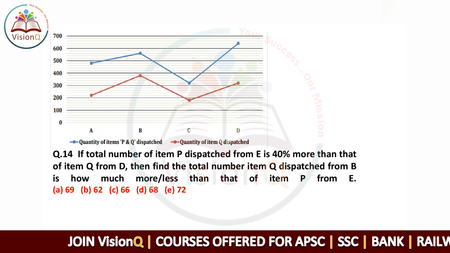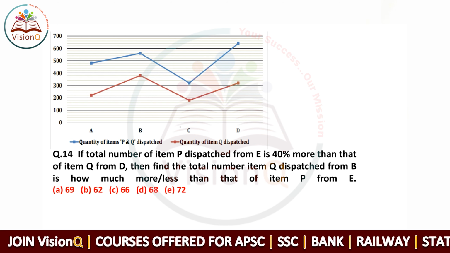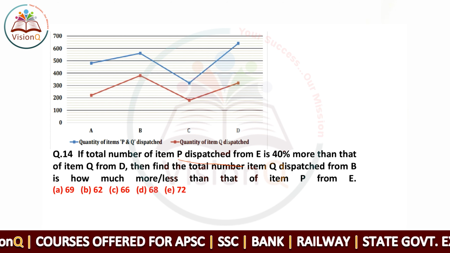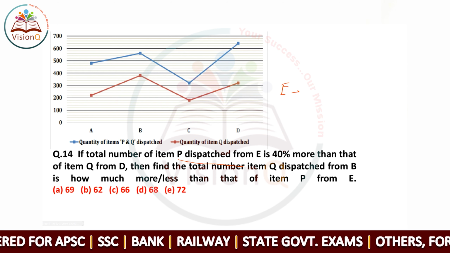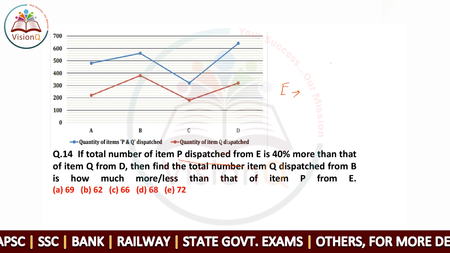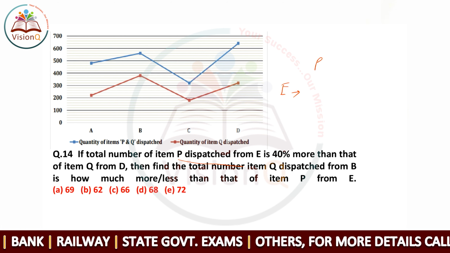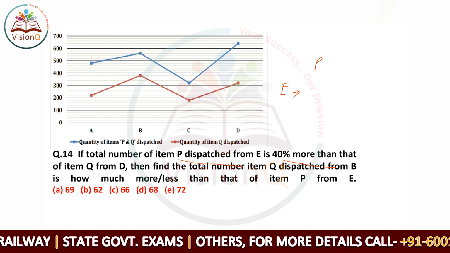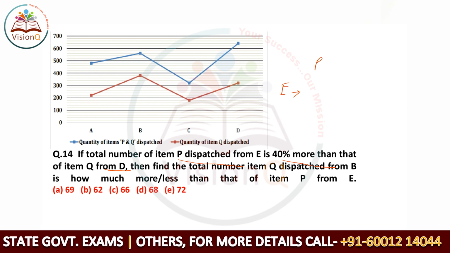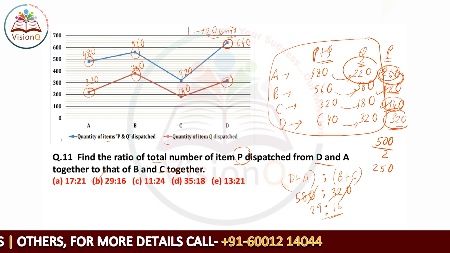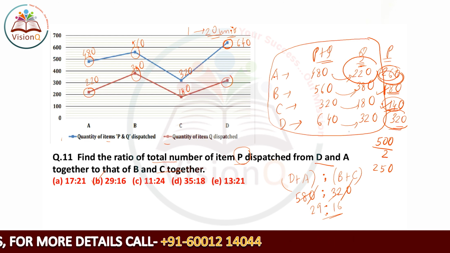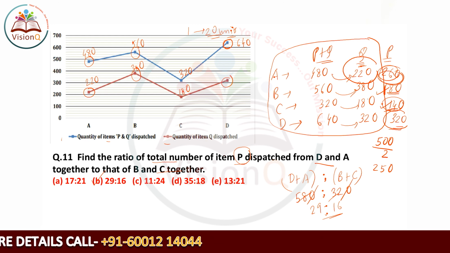Then next is question number 14. Total number of item P dispatched from E. Again, one extra information about warehouse E, not given in the DI. So total number of item P dispatched from E depends upon what? 40% more than that of item Q from D. Item Q from D I already know from the given data. So item Q from D is 320.